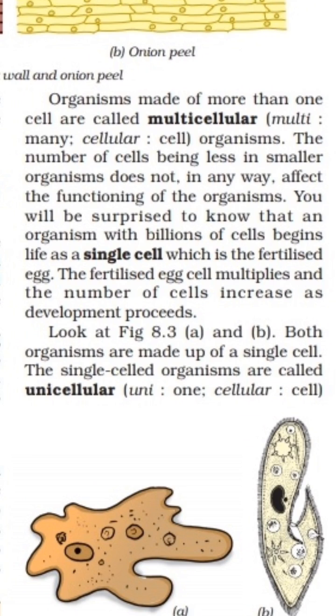The number of cells being less in a smaller organism does not in any way affect the functioning of the organs. Now from that one question will arise. Suppose number of cells are less in a smaller organism, but it does not affect the functioning of that organism. We can study about the small child and adult human being. There the number of cells varies. The number of cells varies in an adult human being and a small boy also, but it does not affect the functioning of that particular adult human being and that small boy also. Here it is mentioned: the number of cells being less in a smaller organism does not in any way affect the functioning of the organism.